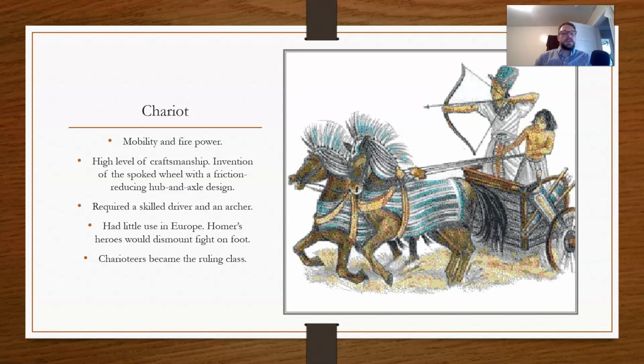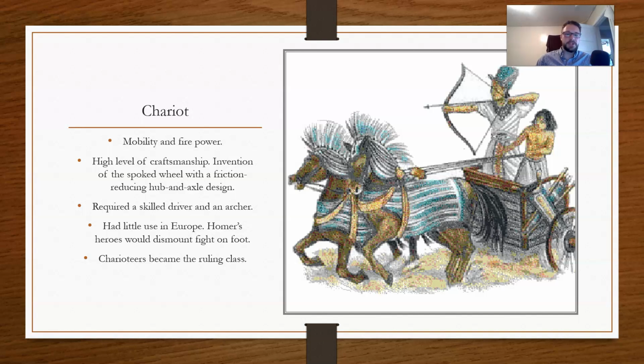So, one of the innovations of military technology is the chariot. And of course, you've probably seen the chariot in movies and all these other forms of television programs. And what made the chariot a force to be reckoned with was the fact that it was mobile and it had the firepower. Now, as we can see here, you had to have 2 horses, the driver, and then you got the archer. And it took quite a bit of craftsmanship in order to build a chariot.